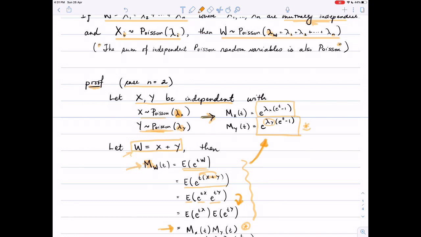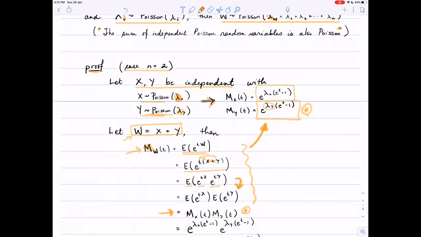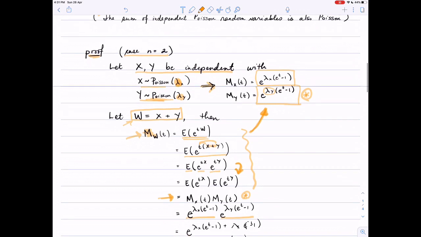We know those moment generating functions now for x and y. So the moment generating function for x is e to the lambda sub x times e to the t minus 1. Here's the moment generating function for y, the same form because they are both Poisson. And so now we know the moment generating function for w.